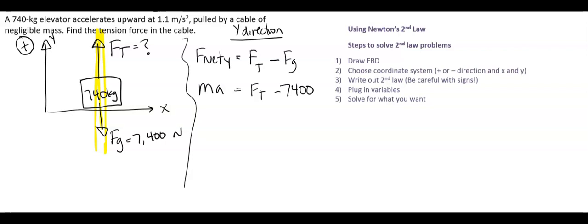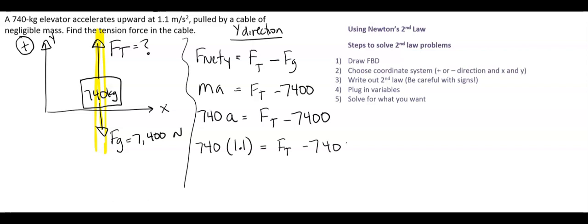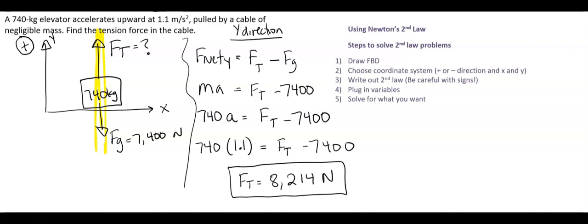So now we're just at number 4, just plugging in variables, and then we can solve for what we want. So the last thing it looks like I need to plug in is the mass. Is 740. Acceleration I want to find. Then we have Ft minus 7,400. Cool. So acceleration is what? 1.1 equals Ft minus 7,400. We go ahead and do some fun old math, and I get Ft to be 8,214 newtons. Awesome. Thanks for watching.